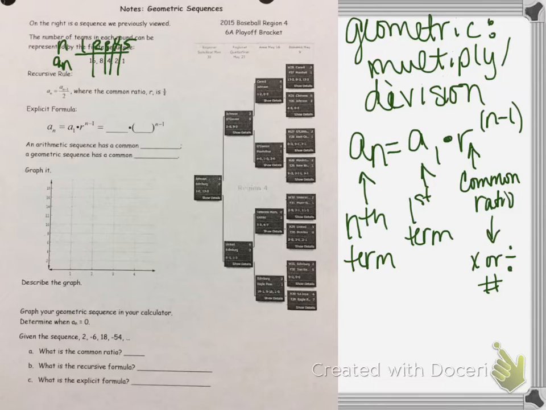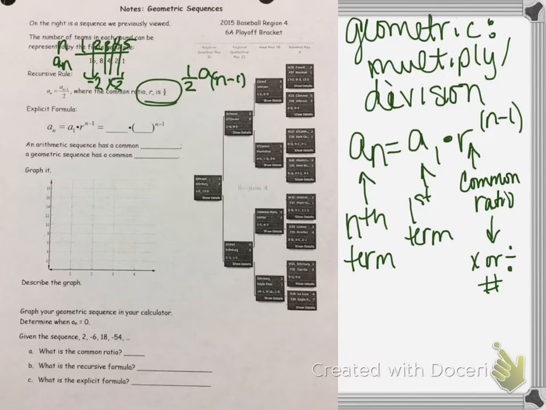So our recursive rule is a little different for geometric. Remember, recursive means you need to have the one before. The common ratio r is 1/2 because we're dividing by 2 or times 1/2. So they've written it a sub n minus 1 over 2. We could also write 1/2 a sub n minus 1. Okay?